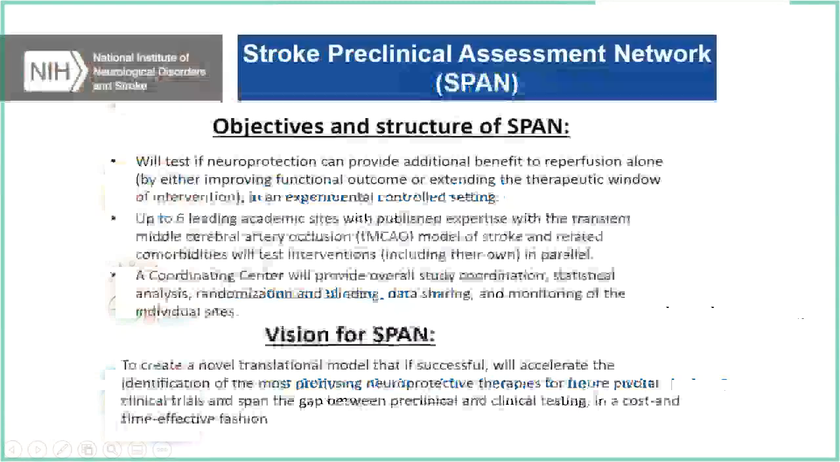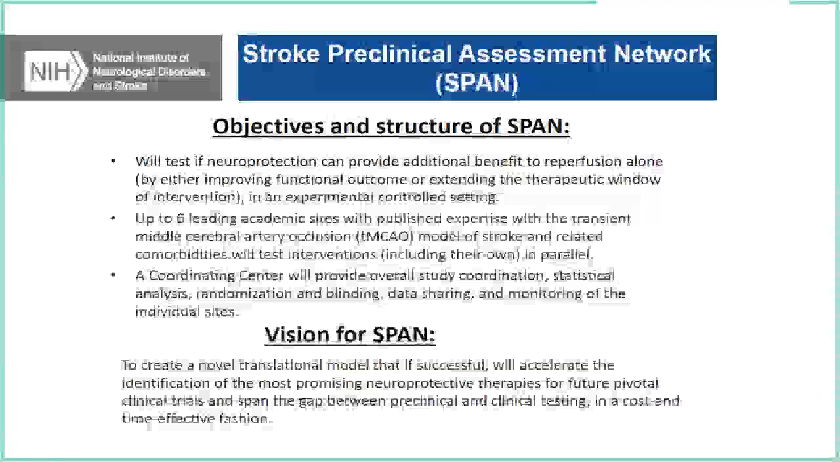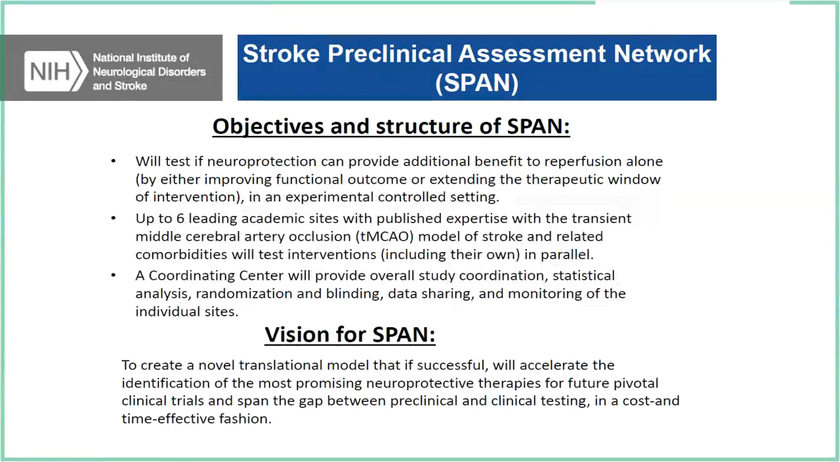For this reason, the NIH has come up with the Stroke Preclinical Assessment Network, called SPAN. This network has been designed to tailor the future neuroprotectant trials in a better way so that a promising result can be obtained. Its objective is to test the additional benefit of the reperfusion in an experimental controlled setting.